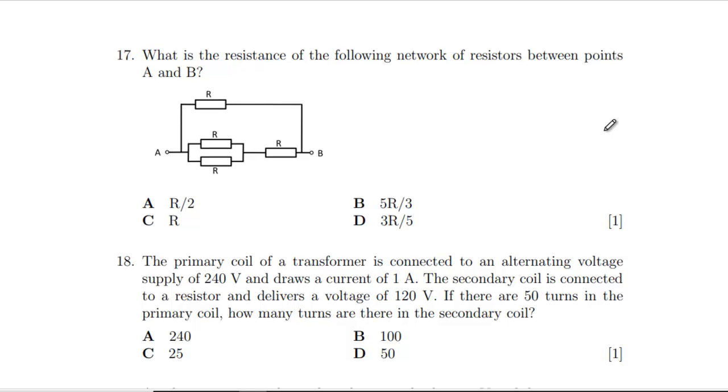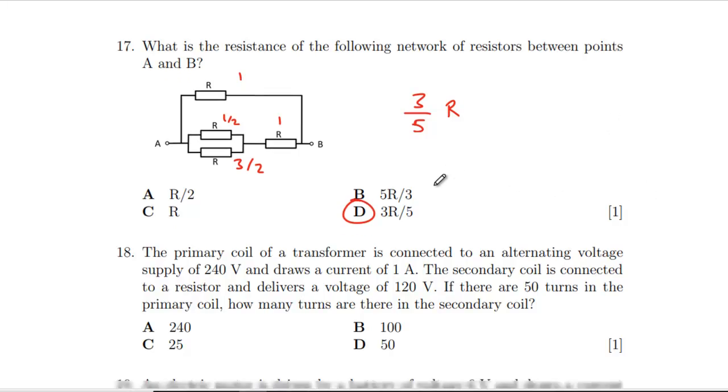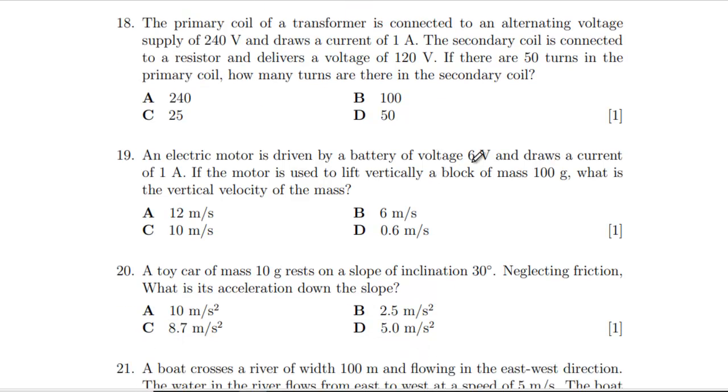Right, the usual resistor question. What is the resistance between the points A and B? Okay, so let's work from the inside out on this. So that's going to be a half. That's going to be 1. So we've got 3/2 on that bit, which means we've got a 1 up there and 3/2. So that would be 5/3, 3/5, multiplied by whatever R is. Yep, so D. Yeah, that was fine. The resistor ones are always pretty easy.